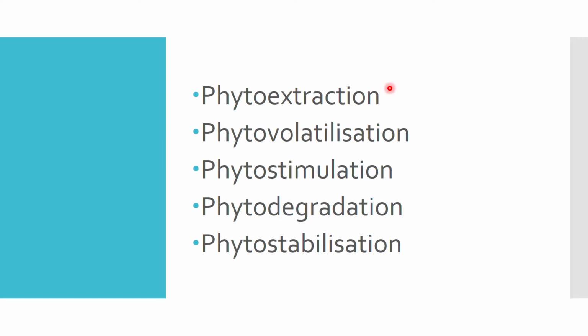Okay, so we have terms like phytoextraction, which I've mentioned just now. Volatilization, which includes contaminants being volatilized, so they evaporate and are released to the atmosphere. Okay, phytostimulation, which will lead to phytodegradation, which I've mentioned just now, the term degrade. Another one is phytostabilization, where the contaminants are precipitated and immobilized.